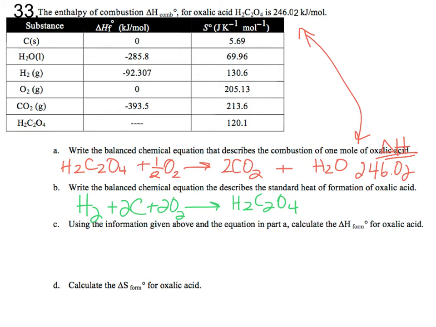Using the information given above in part A, calculate the delta H of formation of oxalic acid. See, I knew that was going to happen. Well, how do we do that? This is the key. We know that this reaction, Big Mama style, is equal to that value, and this is going to then be our unknown, like we did in a previous problem. So we're going to set Big Mama equal to 246.02.